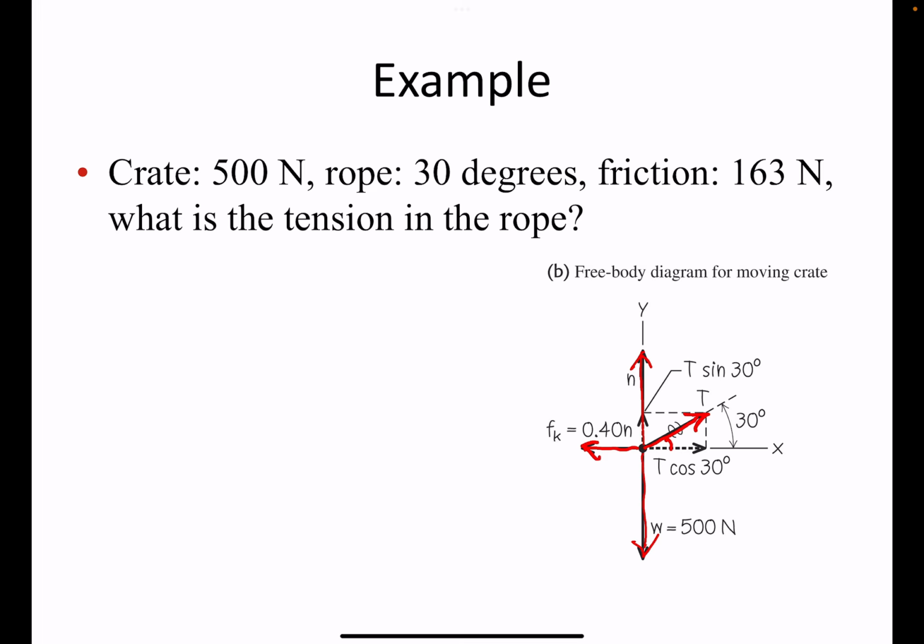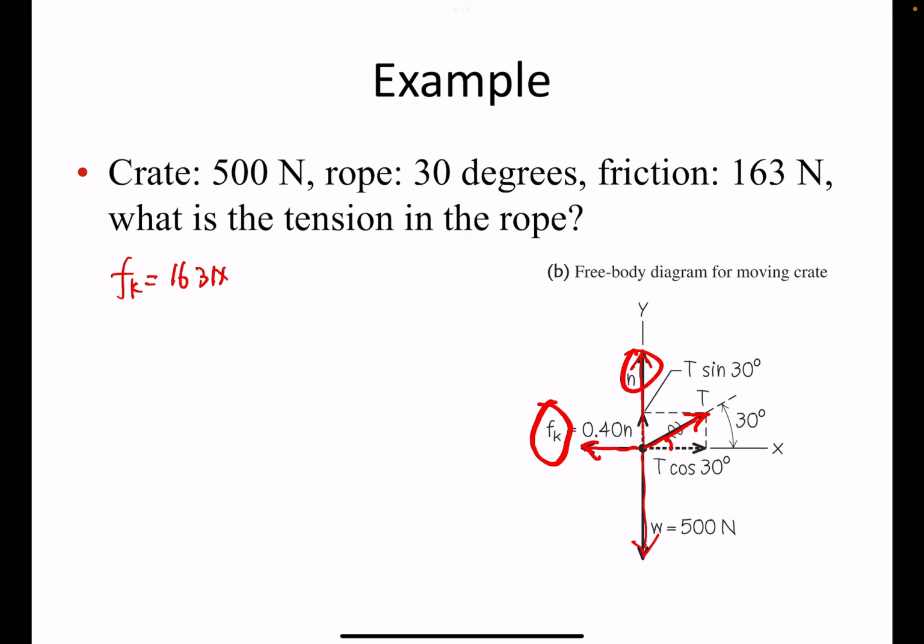We want to solve for the tension. We already know the friction. So friction is given as 163 Newton in magnitude. So it seems there are two forces that have a component in the x direction, tension and friction.